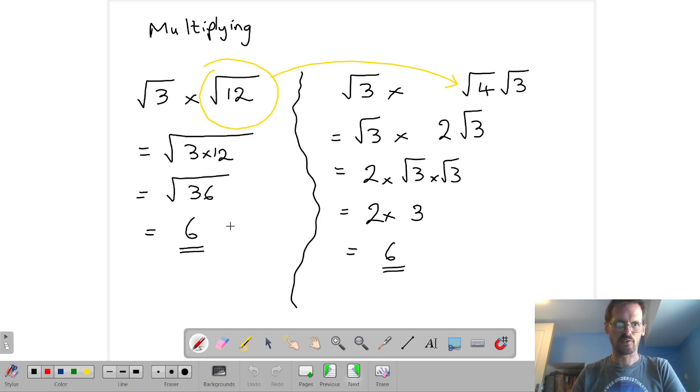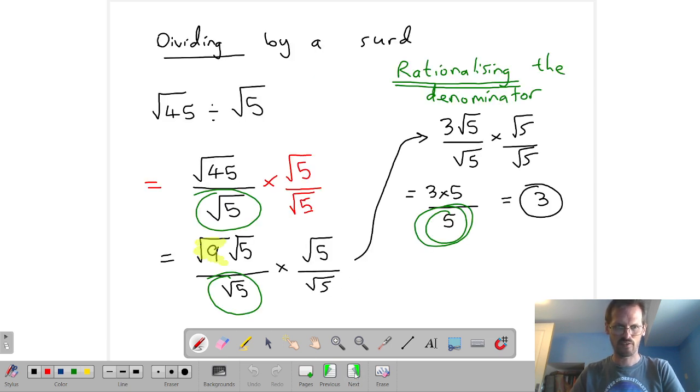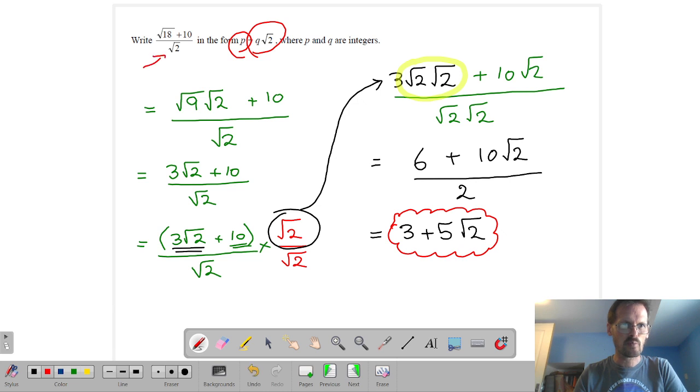Dividing by a surd, think of it as a fraction, and then times the top and the bottom by whatever's at the bottom there. And that makes the bottom come out nice. Slightly trickier exam style question. Simplify to get the top simplified, and then because you've got a root 2 at the bottom here, multiply by root 2 over root 2. Do some sorting out, a bit of tidying up, there we go.